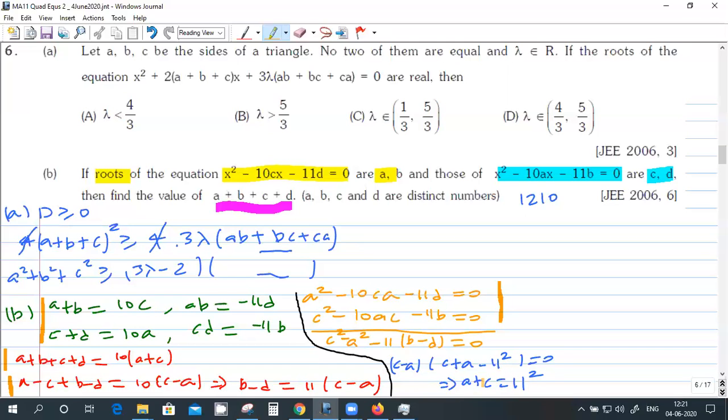So the second factor can be 0. From that I'll get A plus C as 11 square. Okay, sir. So once I get A plus C, I can find this sum, because it's 10 times A plus C. So the answer is 1210.